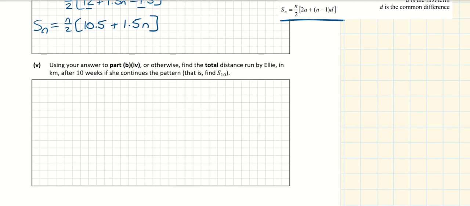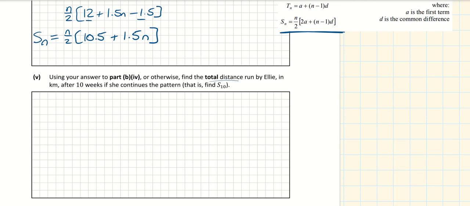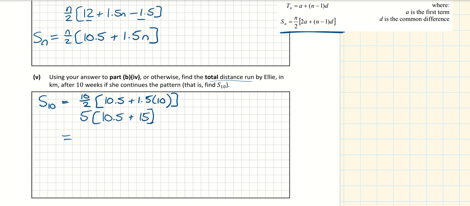Okay, and just the last bit: using your answer to part B4, or otherwise, find the total distance run by Ellie after 10 weeks. So it says find S10, so we can do S10 equals, we sub in 10 for n, so 10 over 2, 10.5 plus 1.5 by 10. Okay, so 10 over 2 is 5, and then 10.5 plus 15. So we just stick that into a calculator. 5 by 10.5 plus 15 is 127.5 kilometers. So she's run a right bit after those weeks.